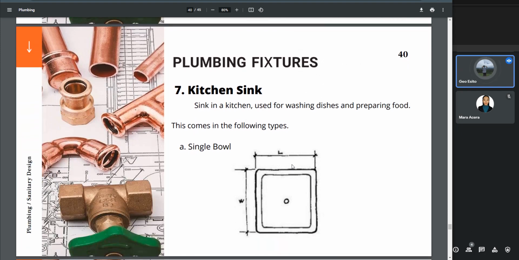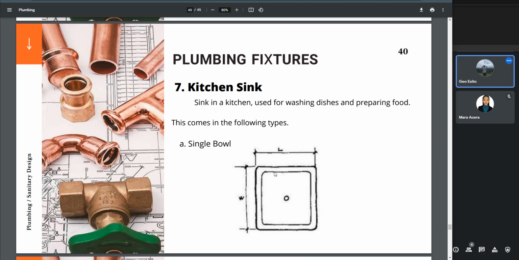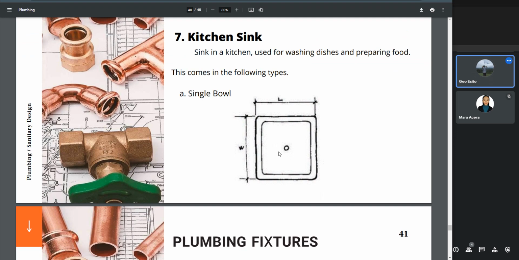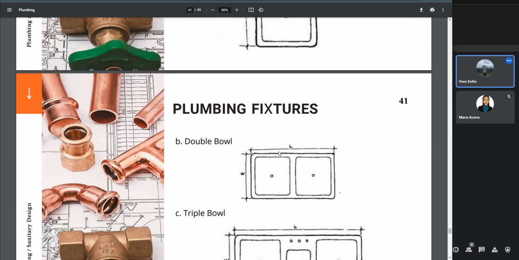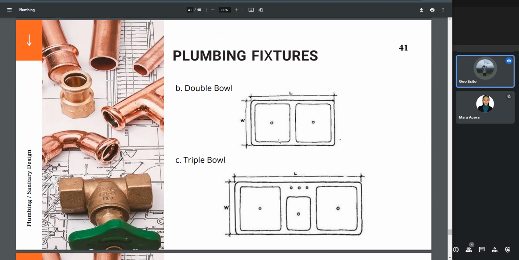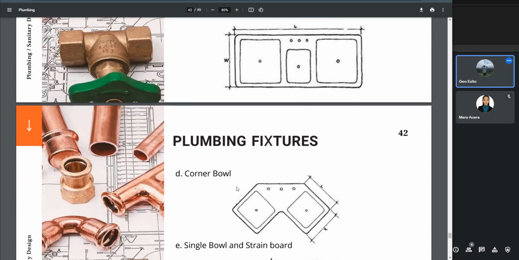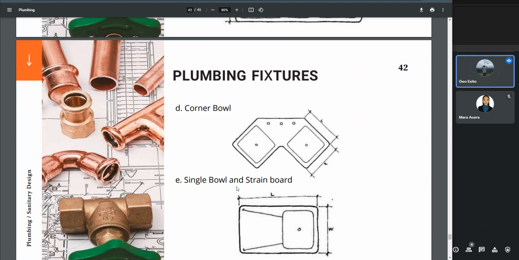Next is the kitchen sink. A kitchen sink is a sink in a kitchen used for washing dishes and preparing food. And this comes in the following types. First one is the single bowl. We also have a double bowl and a triple bowl. It could also be a corner bowl.